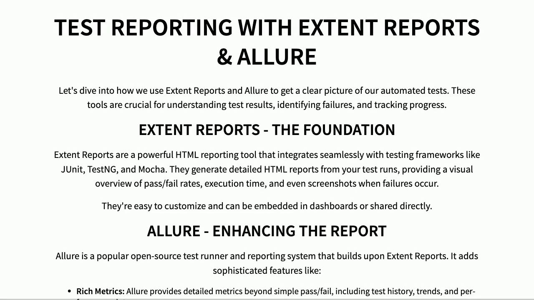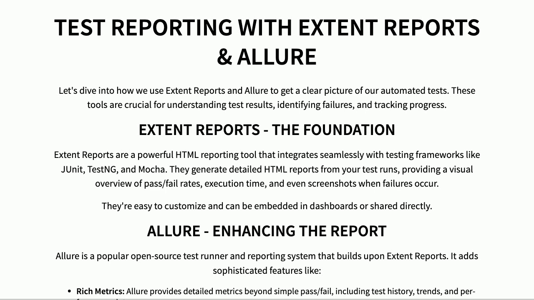Okay, so let's talk about how we report on our automated tests. We'll be looking at Extent Reports, which are really important tools for understanding what happened during your test runs. Extent Reports are a solid base. They create detailed HTML reports that give you a great visual overview of pass/fail rates and execution times, and they even capture screenshots when things go wrong.